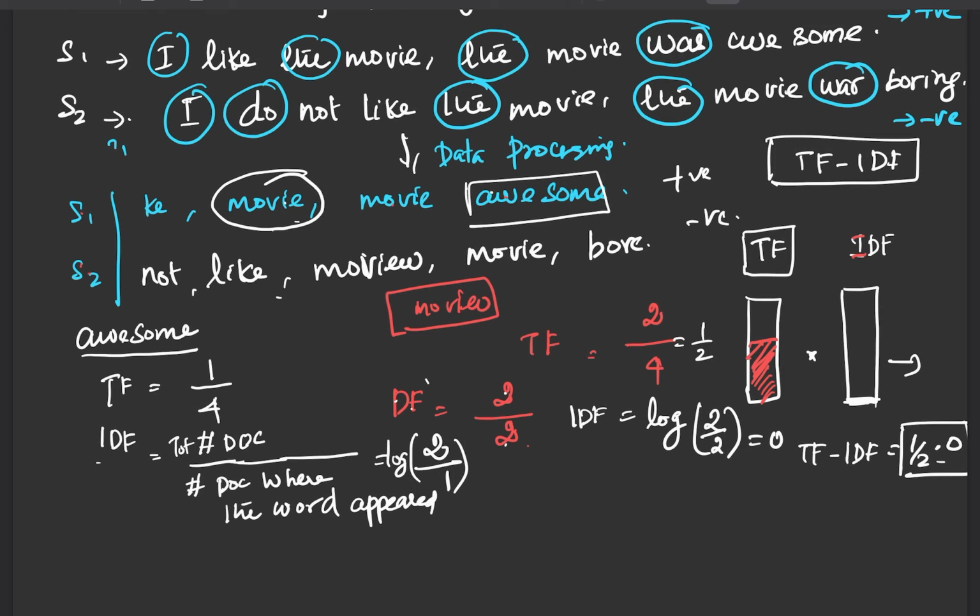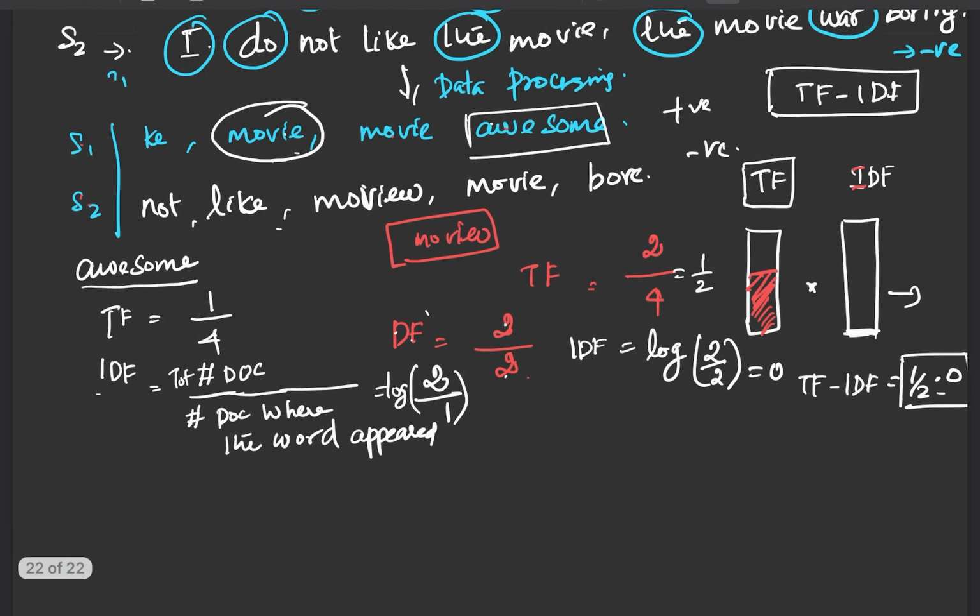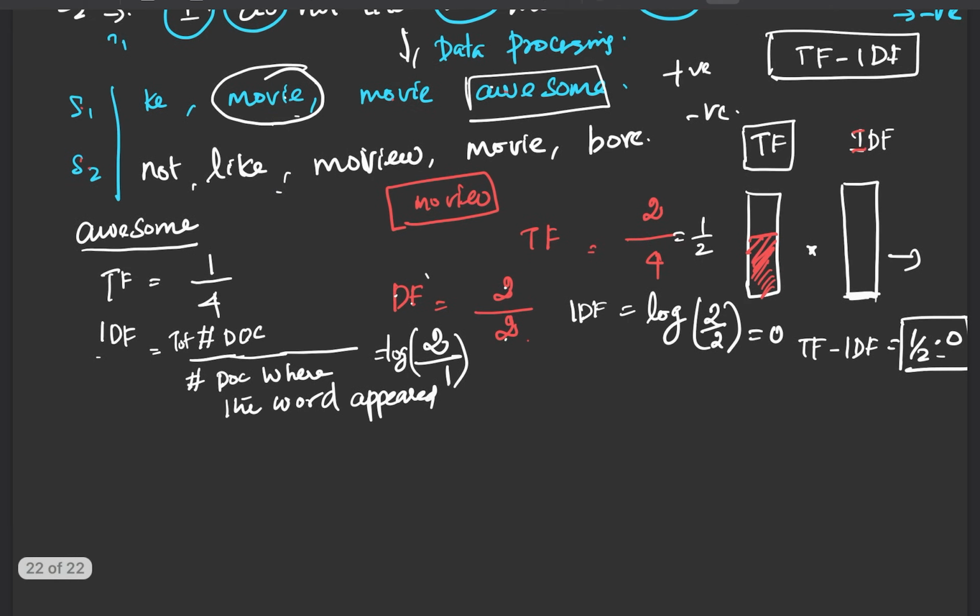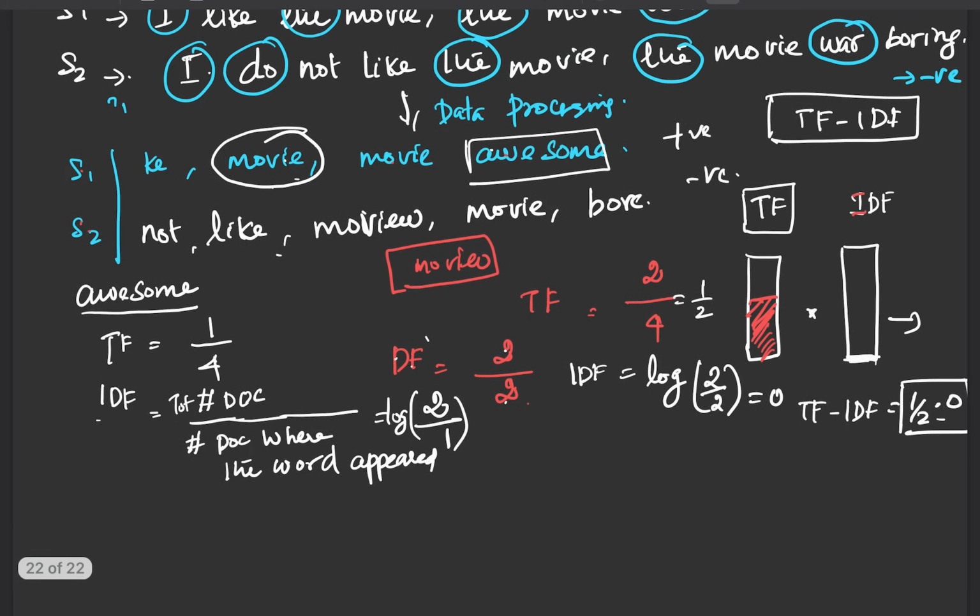Another example is the words I, the, and. Those words will be appearing across all the documents. Even though they appear across all the documents, those words are not important. Then we will calculate the same TF-IDF for another word. What is that word? Awesome.